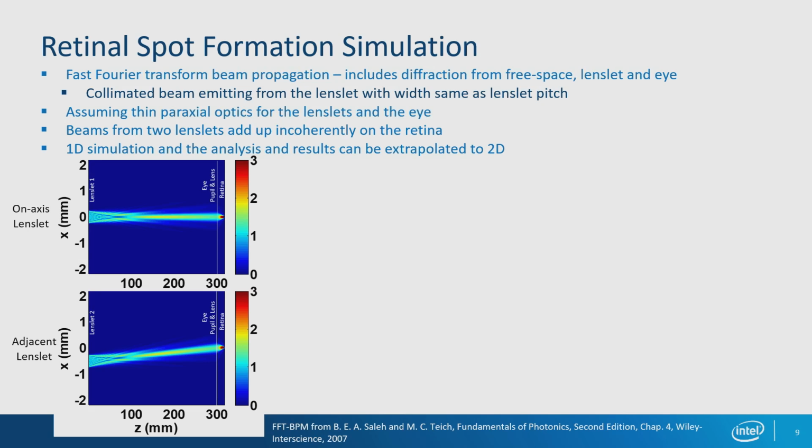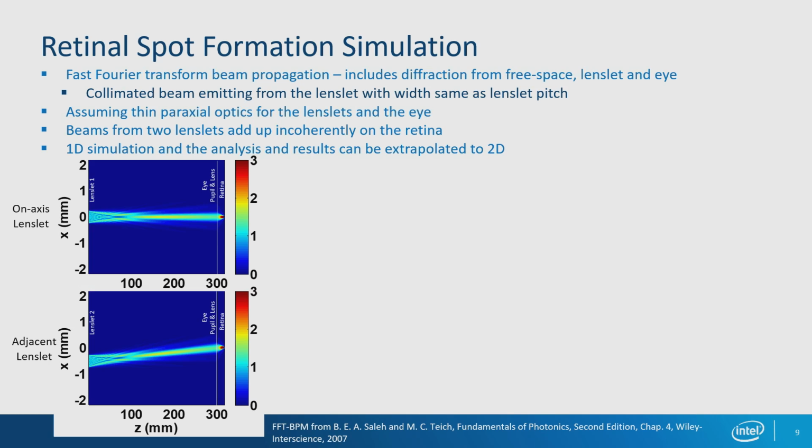And how do I simulate the light propagation from these integral displays? I use this fast Fourier beam propagation method. I use that because it includes diffraction effects from all the optical elements and free space. It's better than just using geometric optics analysis, because that doesn't give me the spot size or spot information. So here's an example of collimated light coming out of a lenslet, propagating in free space, landing on the pupil, and the eye lens gets focused on the retina.